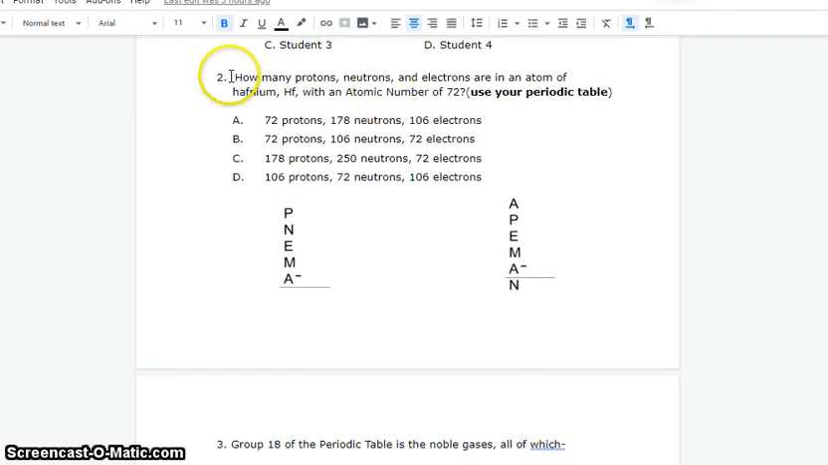Number 2. How many protons, neutrons, and electrons are in an atom of hafnium, Hf, with an atomic number of 72? So use your periodic table on the back, find this element, number 72, and fill out the Bohr model or the Lewis dot diagram based on what you know how to fill out. Fill it out and choose the correct answer.